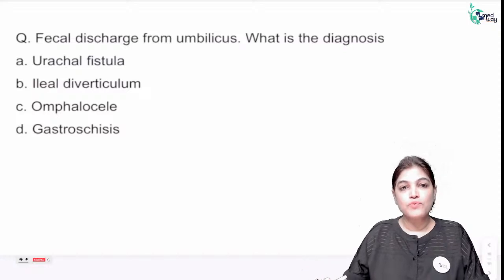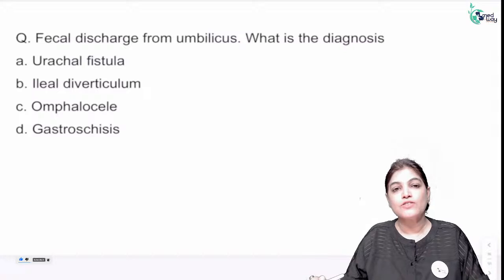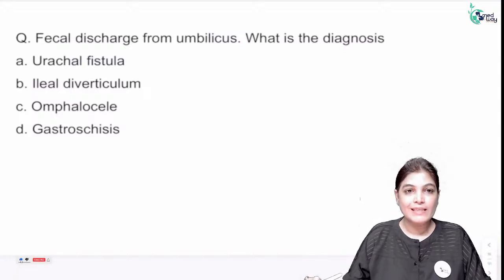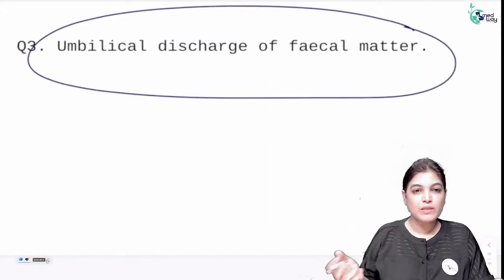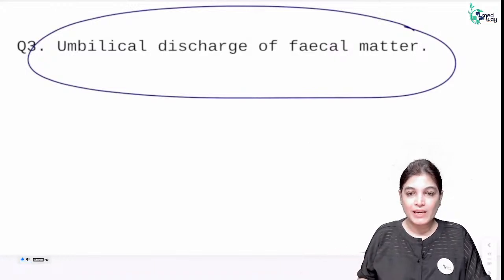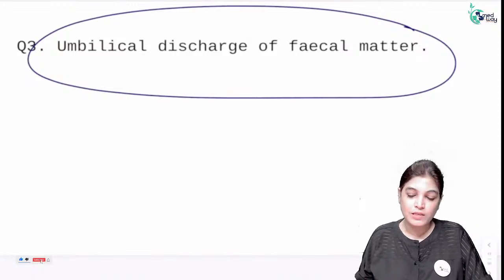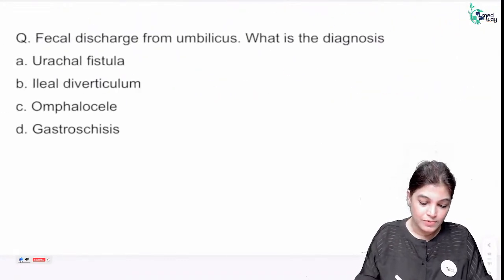Fecal discharge from the umbilicus, what is the diagnosis? The question was something like that: fecal discharge from the umbilicus, and you have to diagnose the case. The options provided were urachal fistula, ileal diverticulum, omphalocele, gastroschisis. Some students said the question was framed as umbilical discharge of fecal matter. Maybe the options or the language of the question are different, but it is clear that a question about this condition has been asked, and the correct answer will be omphalocele.